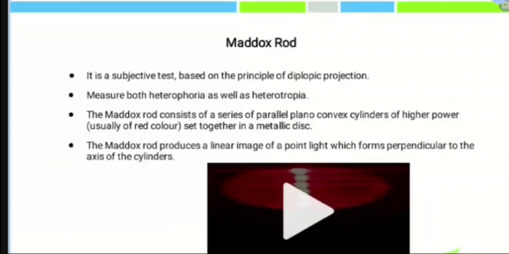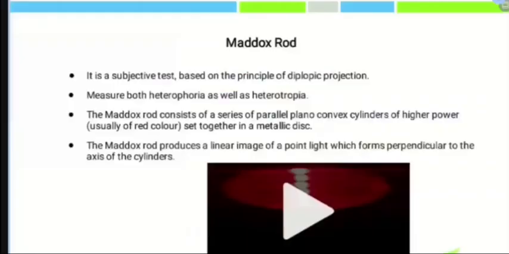This Maddox rod consists of plano parallel convex cylindrical lenses. It has been placed in such a way that you will see line concentric patterns in a metallic disc. Usually worldwide we use a red color Maddox rod, which is easier for us and for the patient to see the difference between the color, and based on that they will tell us. We also have different colors of Maddox rod like green, white, and other colors. The Maddox rod produces a linear image which is opposite to the axis. So this video will give you a better idea of it.